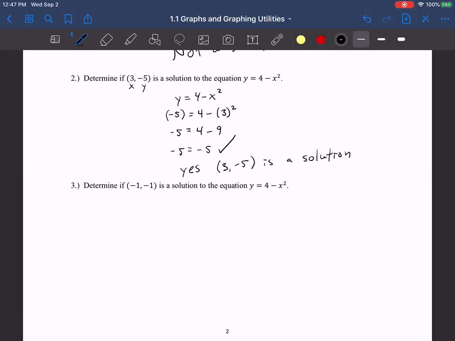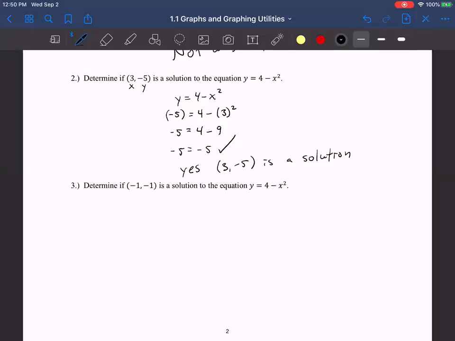All right, I'm going to go ahead and pause the video now. I want you to try figuring out number 3 and determine if the point (-1, 1) is a solution to the equation y equals 4 minus x squared. Real quick.